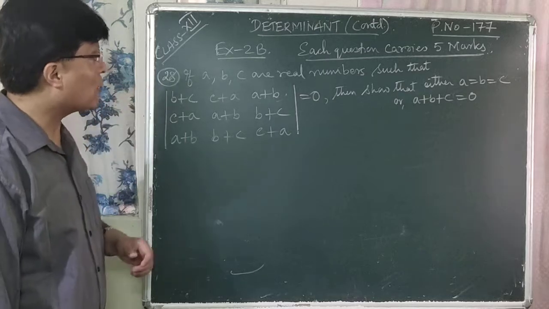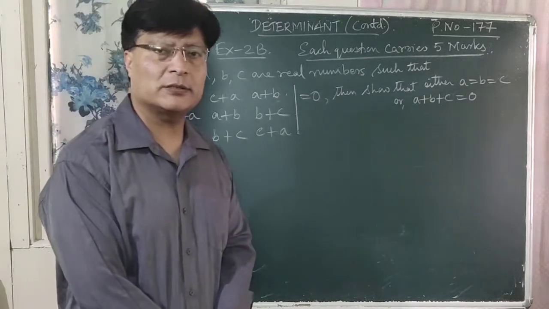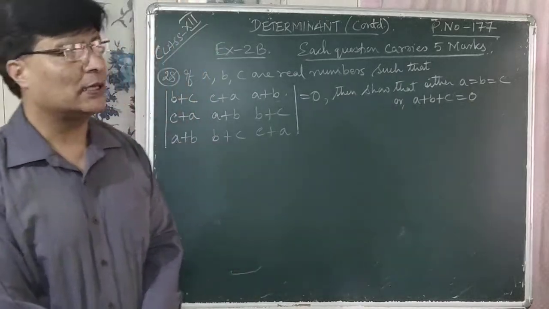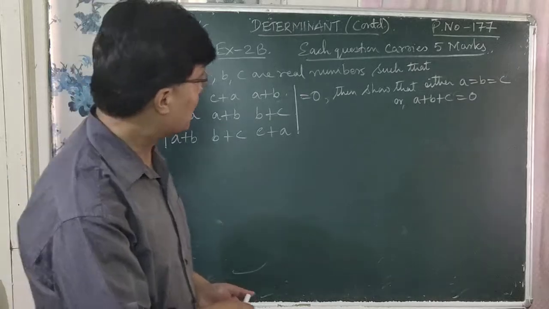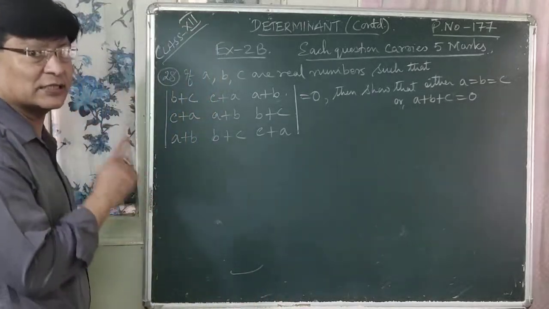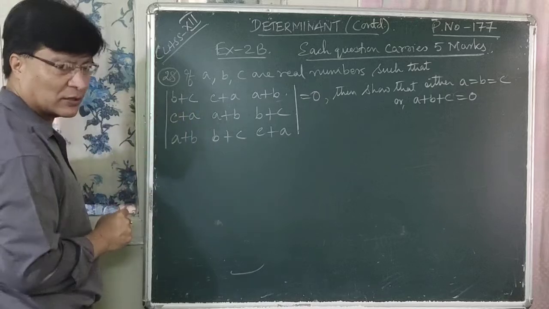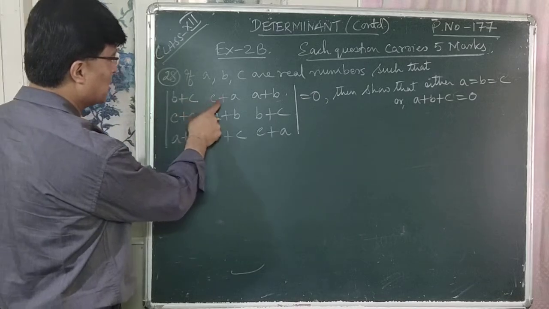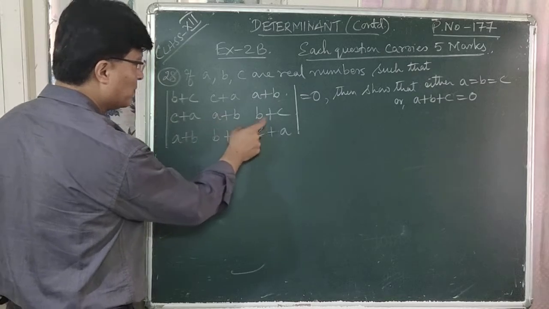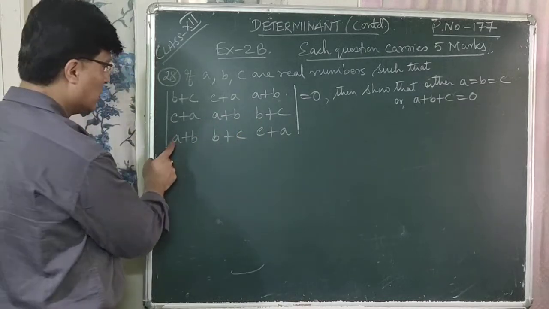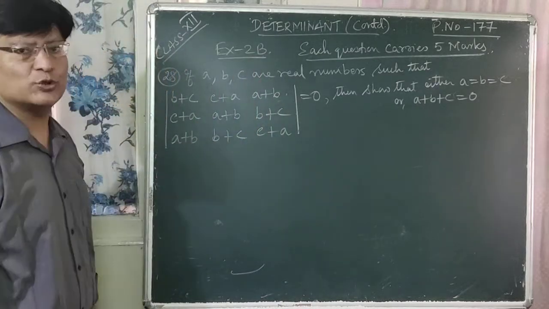So if A, B, C are real numbers, real number means not imaginary, that is they are defined numbers, right? Such that this determinant is given. What is the first row here? This is the third order determinant. B plus C, C plus A, A plus B. What is the second row? C plus A, A plus B, B plus C. What is the third row? A plus B, B plus C, and C plus A, which is equal to 0.